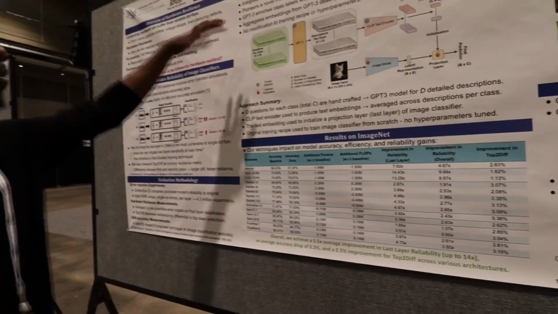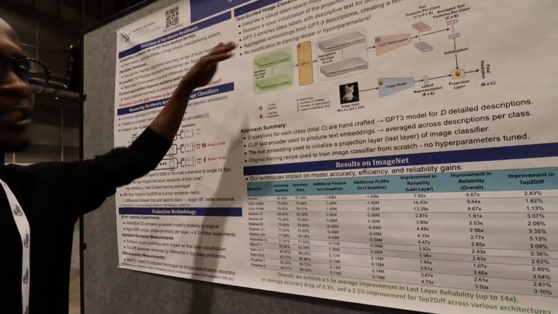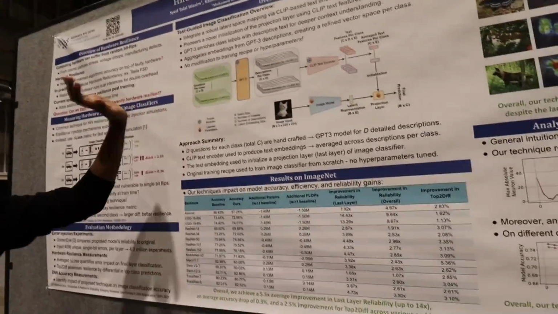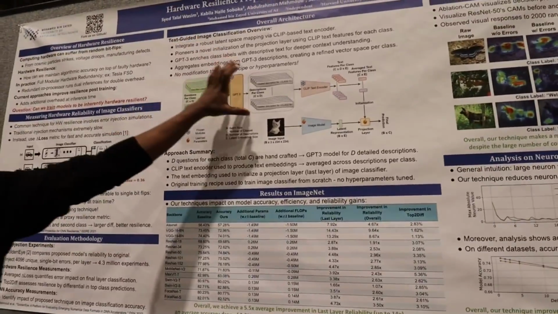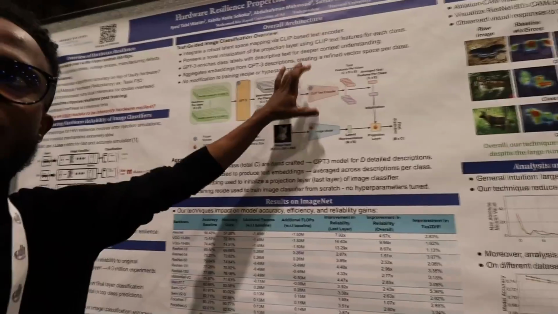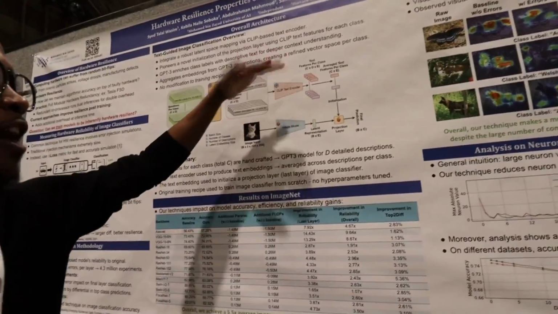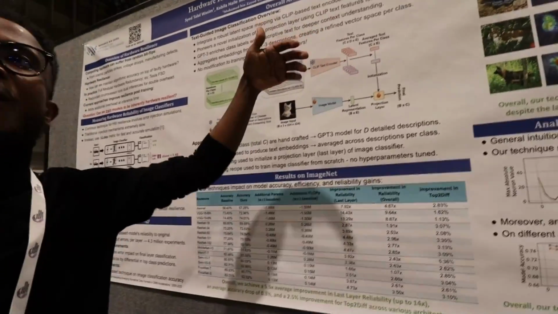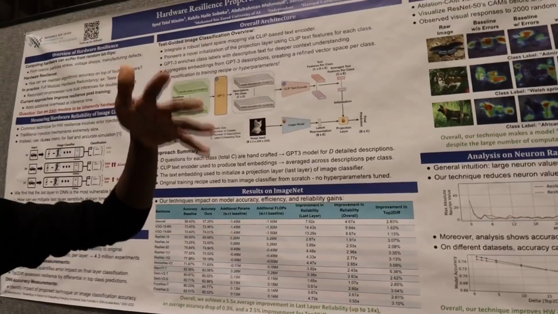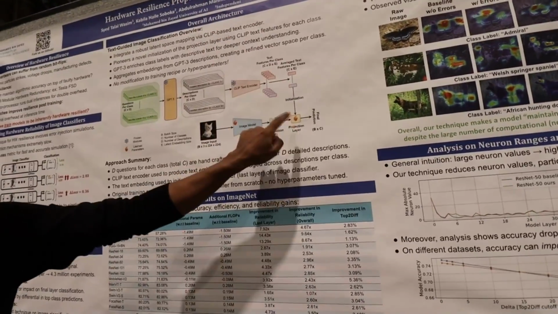So currently we use GPT-3. We asked GPT-3 multiple questions for each class, and then GPT-3 gave us multiple descriptions. Okay. So we took those descriptions and gave them to CLIP to give us the embeddings. Now we have multiple descriptions with embeddings, so we averaged them. So now we actually have more robust information about that image. And then after averaging it, we use that to initialize the projection layer.